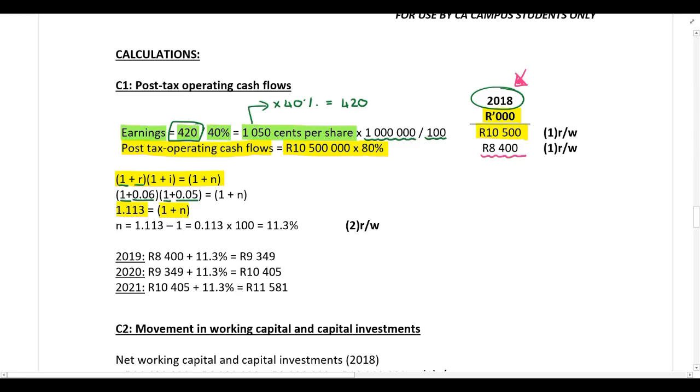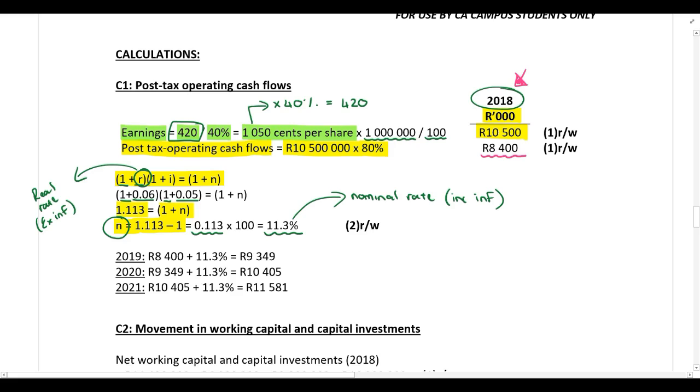And that is 1 plus n. So you need to deduct 1 in order to calculate n. So n is 0.113, or in other words, 11.3%. That is n. You have calculated the nominal rates. So the real rate excludes inflation. And the nominal rate includes inflation.